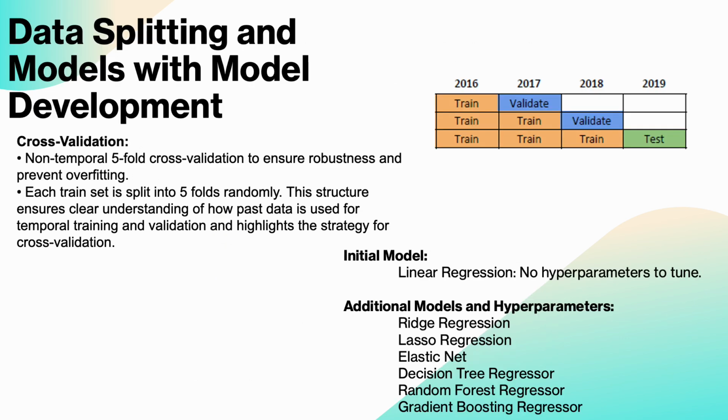So with the training data set that I had, I created a non-temporal 5-fold cross-validation to ensure robustness and to prevent overfitting. Apart from this, each train set is split into 5 folds randomly. This is used to clearly understand how the past data is used for temporal training and validation. Apart from this, I ran numerous regression models, which include linear, ridge, lasso, ElasticNet, followed by decision tree, random forest, and gradient boosting.